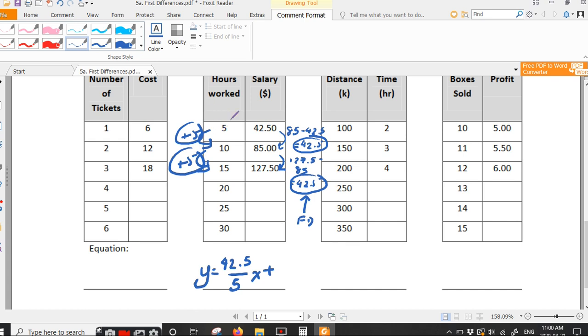And then I want to know what my y-intercept is. Well, how do I get my x value to 0? Since this is going up by 5, I only need to go back once, right? So in this case, I just need to go back once. So what's 42.5 minus 42.5? That will give me 0.